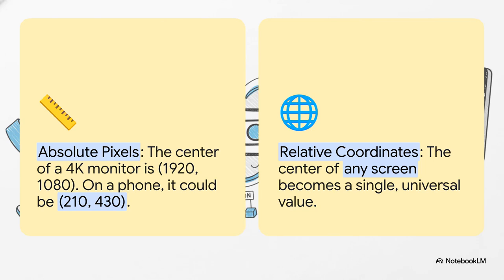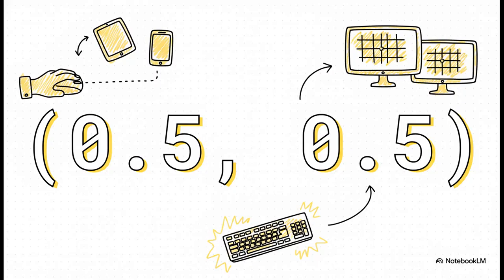And this just lays it out perfectly. Look at the absolute pixels. The dead center of a 4K monitor is pixel 1920 by 1080. On a phone, it might be 210 by 430. Sending those numbers to another machine would be complete gibberish. But when we normalize them, they both become 0.5, 0.5. Boom. Halfway across, halfway down. This is our universal coordinate. Now, it doesn't matter what size the screen is on either end, 0.5, 0.5 always means the exact center. It's just an incredibly elegant solution to a really tricky problem.